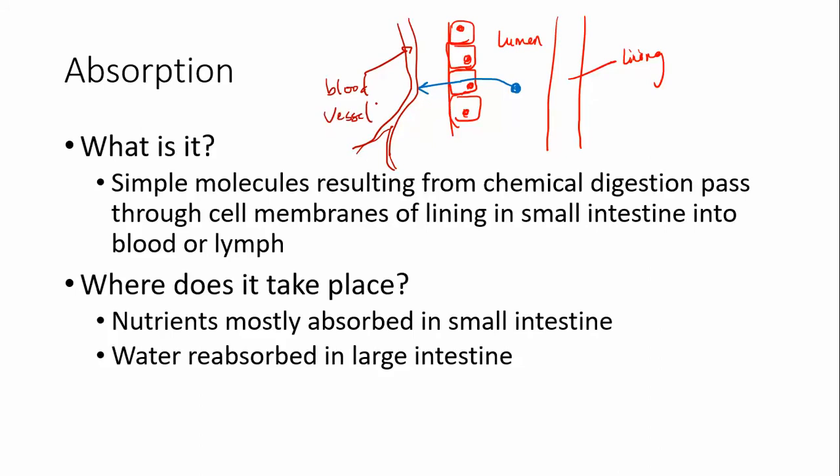And then that's going to take that blood, carrying its nutrients, all the way down to the liver. So that's how absorption takes place. Note that nutrients are mostly absorbed in the small intestine. Water is mostly absorbed in the large intestine.